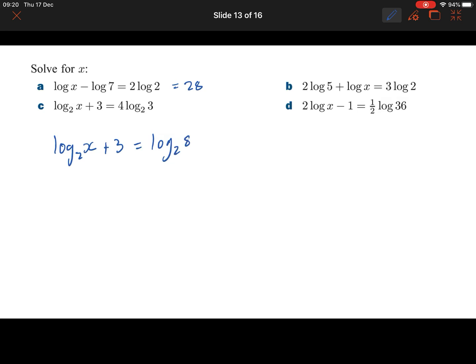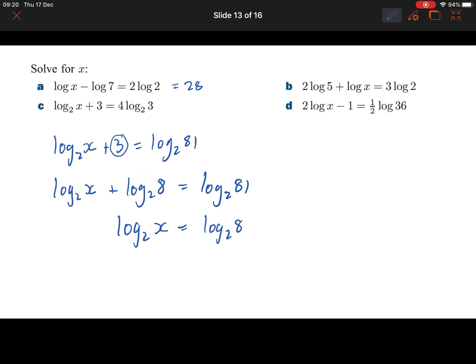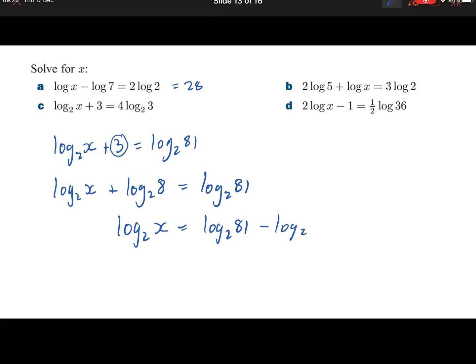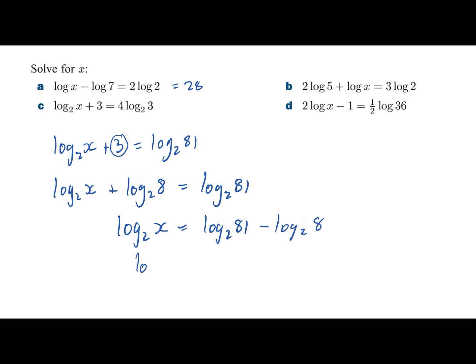Okay, let's do another. Log base 2 of x plus 3 is equal to log base 2 of 81. I used rule number 4 there on the right hand side. Log base 2 of x plus, I need to write 3 as a log base 2. I've shown you how to do that many times, so hopefully you will agree with me. That's log base 2 of 8. 3 is equal to log base 2 of 8. And that's equal to log base 2 of 81.